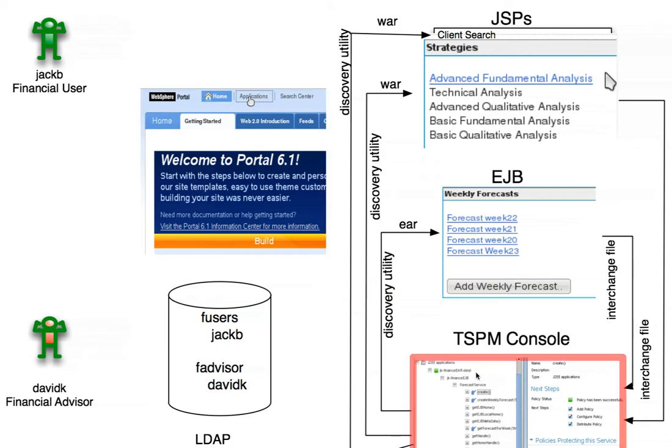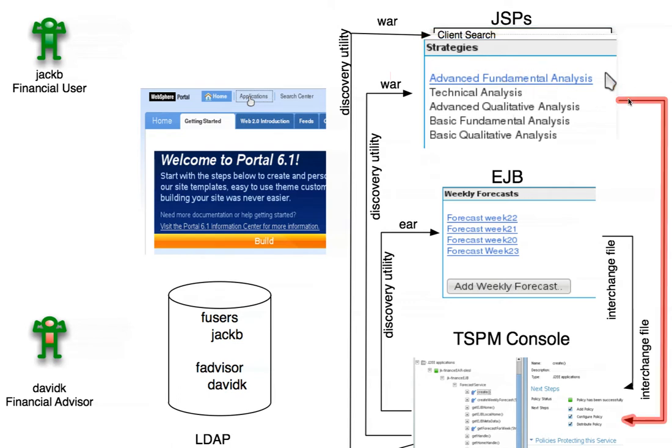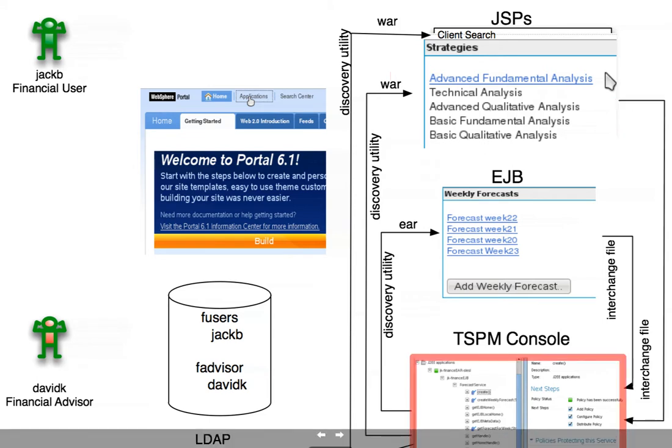Enter TSPM. TSPM has an interesting mechanism that allows it to use a discovery utility and go, for example, onto this JSP, the client search portlet, and this other portlet, the strategy portlet, and get all the objects and methods that are in these JSPs, in the multiple JSPs, and bring that information in an interchange file. It's an XML file in a format that TSPM now knows. Okay, now I know about all the objects and methods and actions that are in those applications, and I can apply policy.